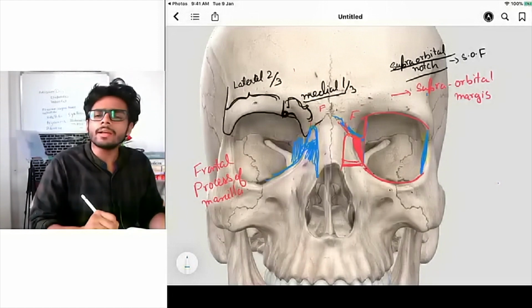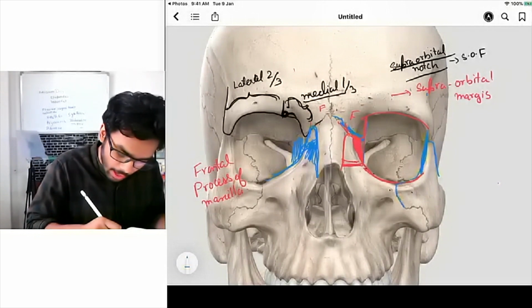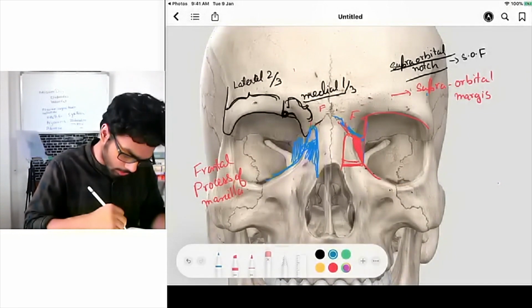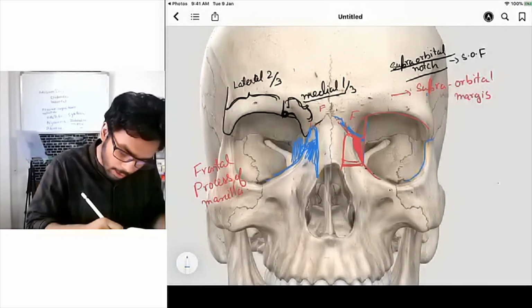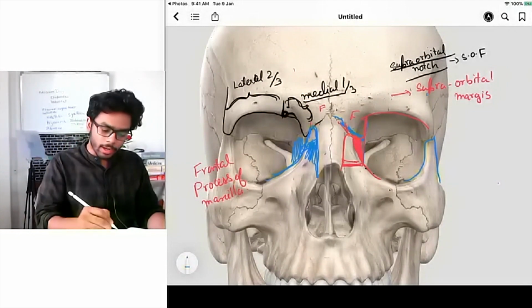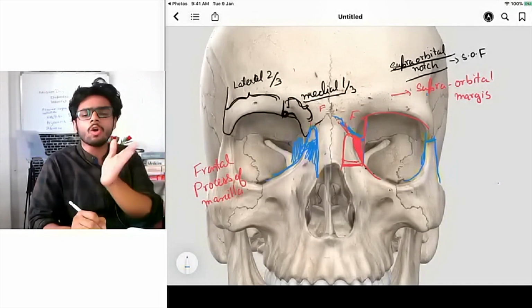Okay, now we have this lateral margin. Lateral margin is formed mostly by the frontal process of zygomatic bone. Can you see this zygomatic bone? And here we have the frontal process. Can you see the process? This is the extension of the zygomatic bone. See the frontal process of zygomatic bone. And this frontal process of zygomatic bone forms most of the lateral orbital margin.